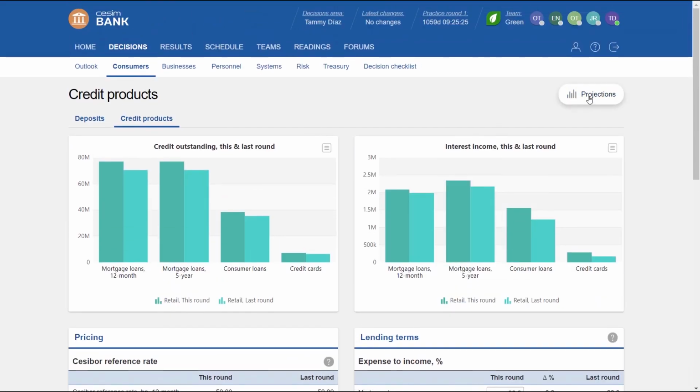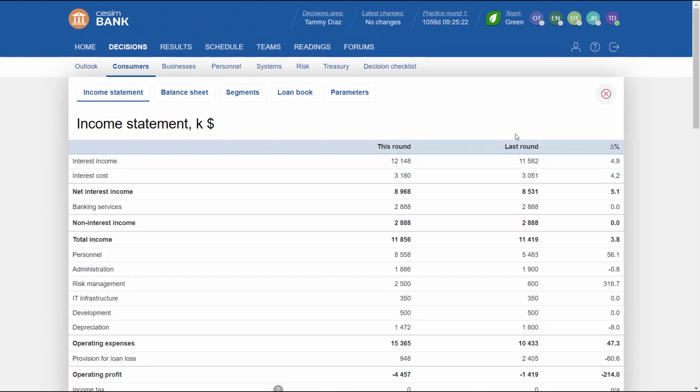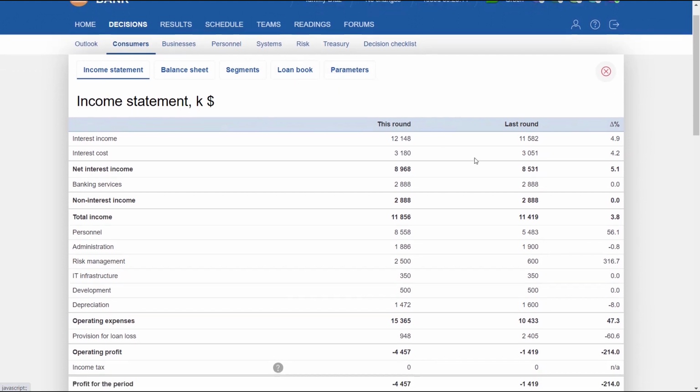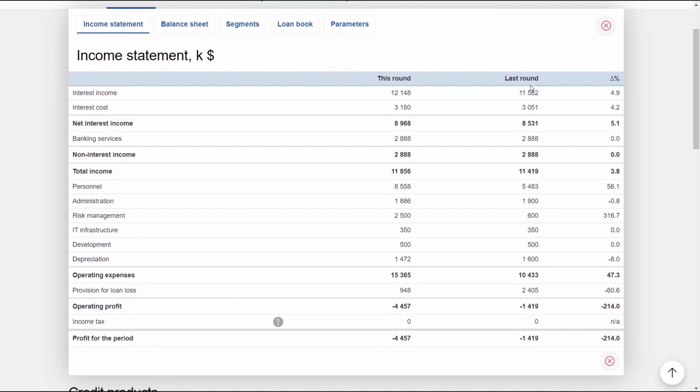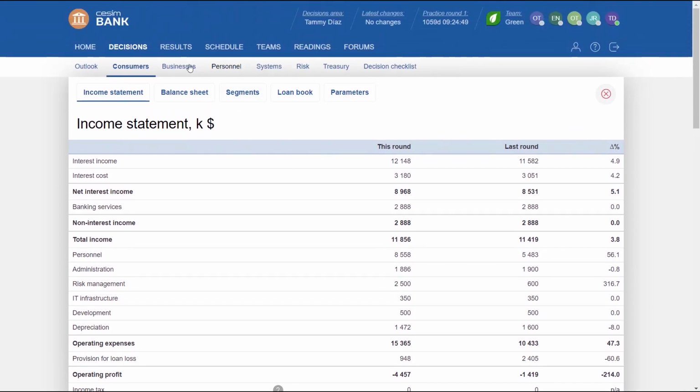Here in the projections we can see the pro forma statements. So for income statement, balance sheet, then we have the different customer segments, we have the loan book, and we have the different parameters. So on the right hand side we can see the previous round numbers. We have been making a little loss in our previous round. And in the beginning this round is exactly the same for all the teams and all the banks. And for this round we can continuously see what we can expect for our bank based on the existing decisions and estimations that we make throughout these pages.